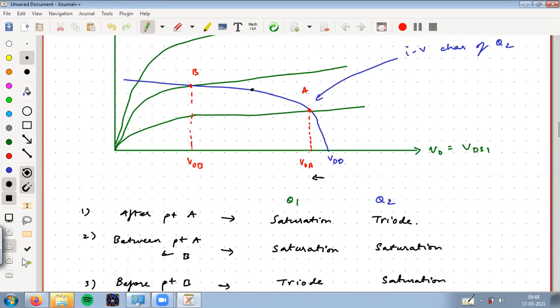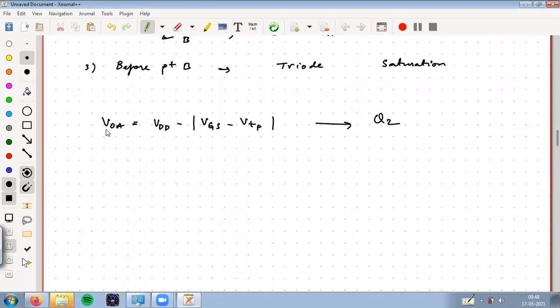Remember, this much is VGS minus VTP. This difference is VGS minus VTP, since we start from 0. So we write VGS minus VTP. But here my Q2 IV characteristic is actually starting from VDD. So this much difference, VGS minus VTP, I have to take it from VDD. So VOA is VDD minus (VGS minus VTP), and VGS is actually VGS2. Okay.